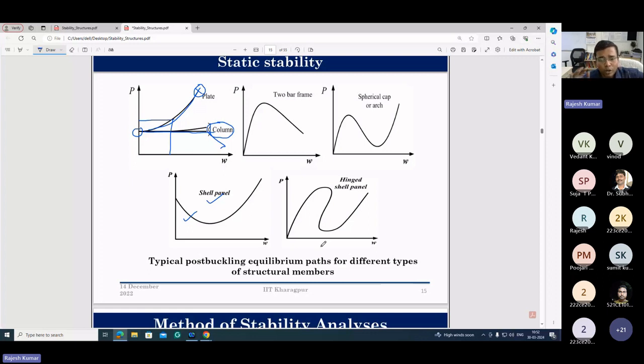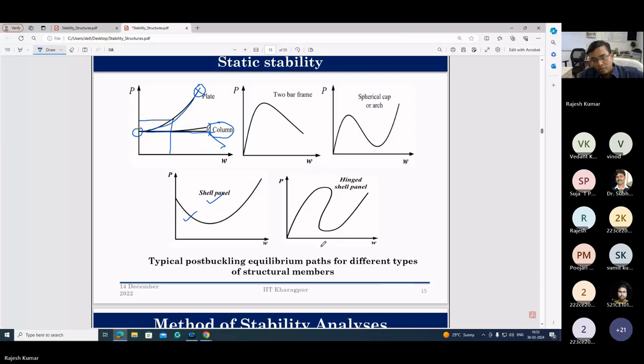And to plot this path, you have to use the arc length method. One method is there that you are going to use to plot this path. There are three types of approach to plot this path: load control, displacement control, and the arc length method. Load control means you control the load and try to plot the deformation. Displacement control means you give a deformation and then find the load.